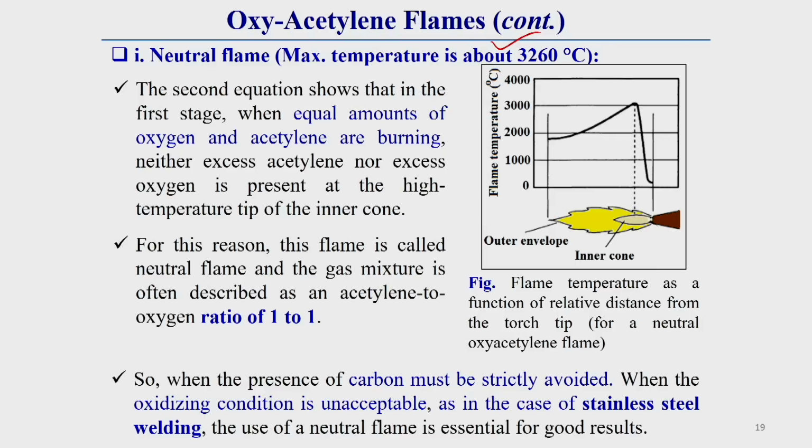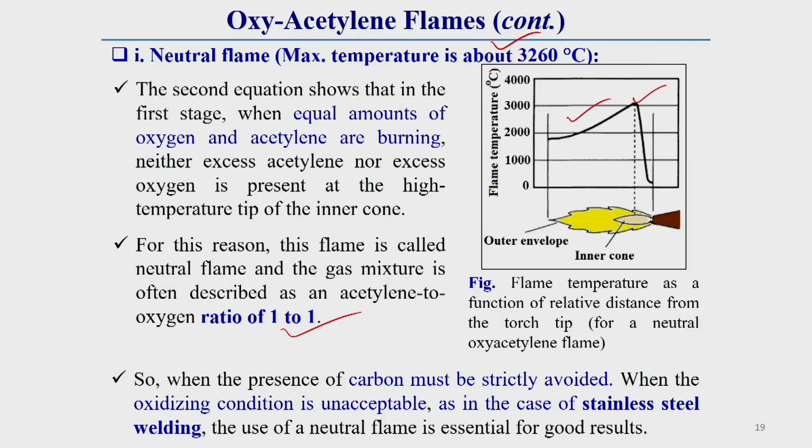This is the relative temperature distribution in the flame. In the inner cone, the temperature is more than 3000 degrees centigrade, and it gradually decreases away from the inner cone. From this you can see how the temperature varies in a neutral flame. This flame is called a neutral flame, and the gas mixture is described as an oxygen to acetylene ratio of 1 to 1.